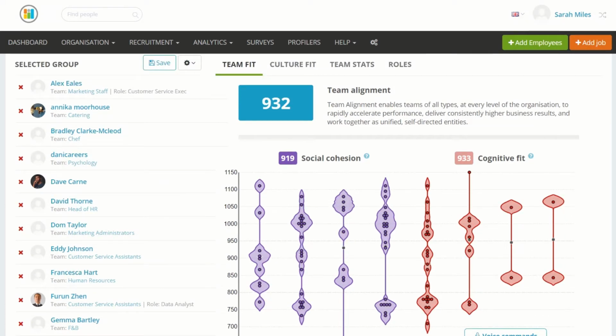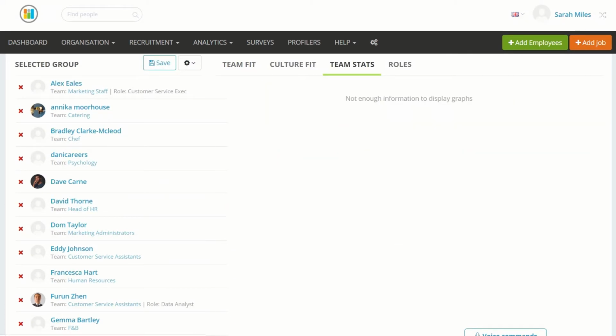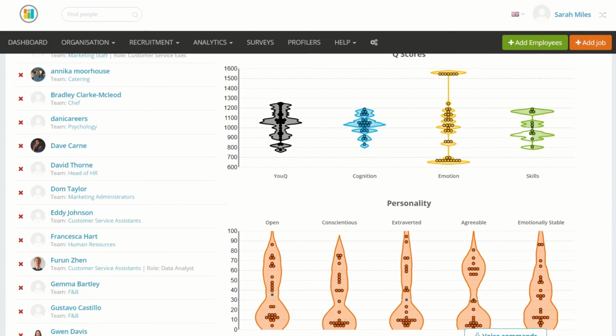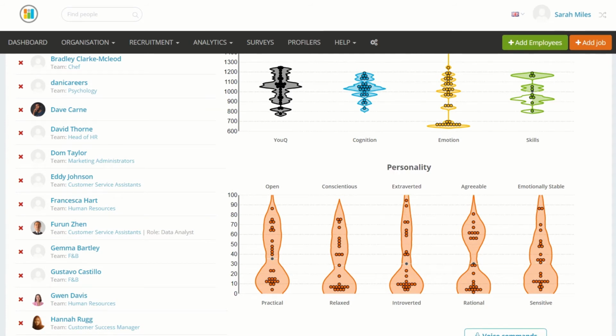We can then go and have a look at the team statistics, which again here just break down the scores in terms of the overall distribution to values that you're already familiar with from the Cognisess platform. The UQ, cognition scores, emotion scores and skills. And of course personality distributions.